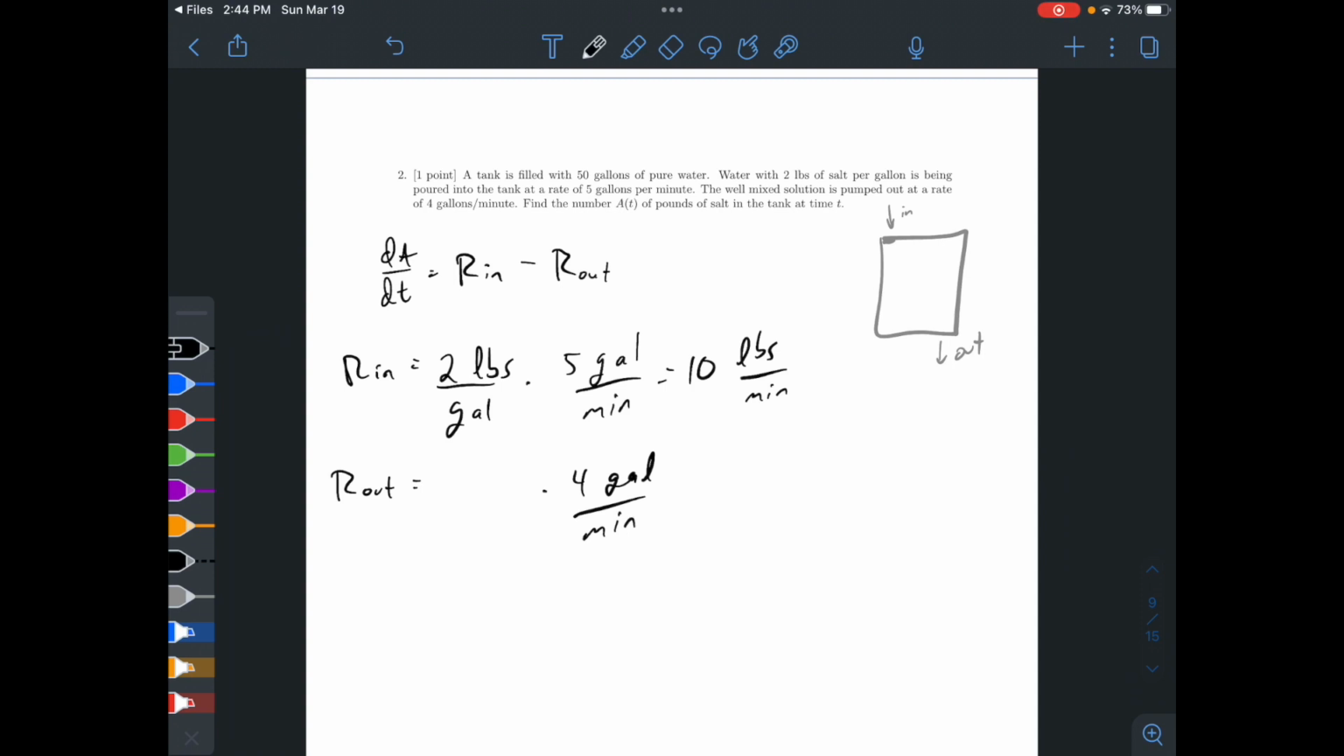So that's the rate at which it's being pumped out. But what's the salinity? What's the concentration of salt? How many pounds of salt per gallon? Well, A is literally how many pounds of salt are in the tank at time t. So you have A pounds at time t divided by, well, how many gallons do you have?